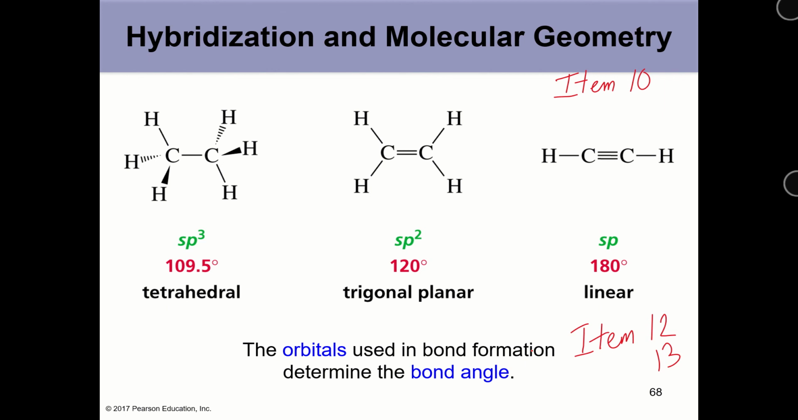Hybridization and molecular geometry are important. An sp3 hybridized orbital could be tetrahedral, linear, or bent, depending on the number of lone pairs. In ethane, shown above, it is sp3 hybridized and the geometry is tetrahedral. The middle molecule is sp2 hybridized and trigonal planar, and the final molecule is sp hybridized and linear.